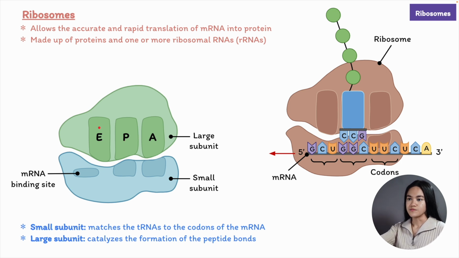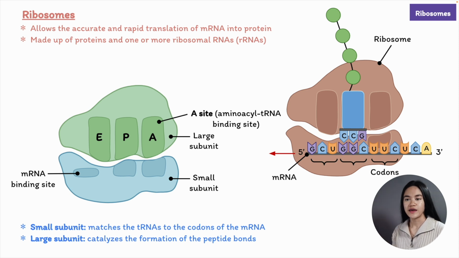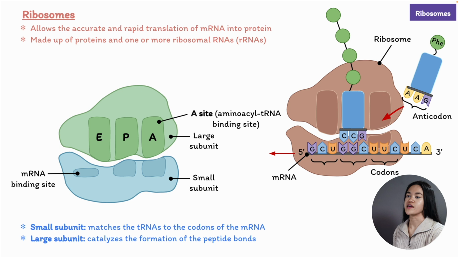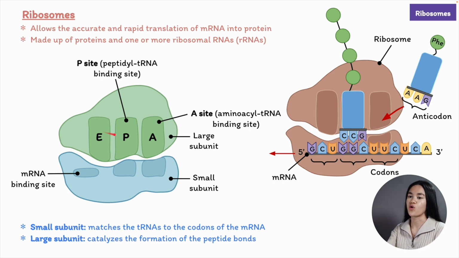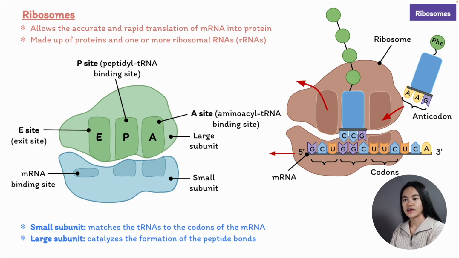So to add an amino acid to a growing peptide chain, a charged tRNA enters the A site, or the aminoacyl tRNA binding site, by base pairing with a complementary codon on the mRNA molecule. The A site holds the tRNA carrying the next amino acid to be added to the chain. Then the P site, or peptidyl tRNA binding site, holds the tRNA carrying the growing polypeptide chain. Then the large ribosomal subunit shifts forward, moving the discharged tRNA to the E site before ejecting it. So the discharged tRNAs leave the ribosome from the E site, or exit site.